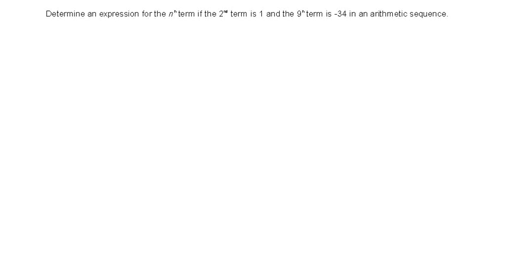Okay, let's check what today's challenge is. It says determine an expression for the nth term if the second term is 1 and the ninth term is negative 34 in an arithmetic sequence. Okay. All right, so let's first grab the information we know that we have, because they've given it to us. How sweet. So let's check.